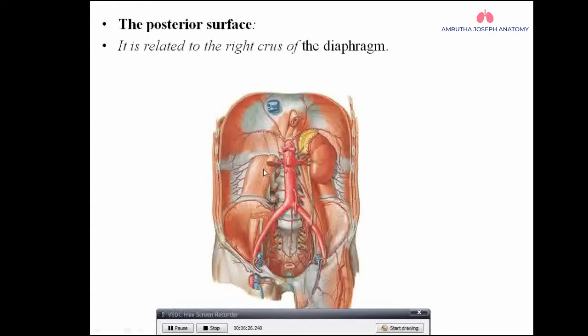Posterior surface is related to the right crus of the diaphragm. The diaphragm originates from the vertebra and also from other structures. When it originates from the vertebra, it originates as crura, the right crus and the left crus. So the right crus is related to the posterior surface of the right suprarenal gland. Somewhere here is the kidney. In this area there is a gland, that is the suprarenal gland.